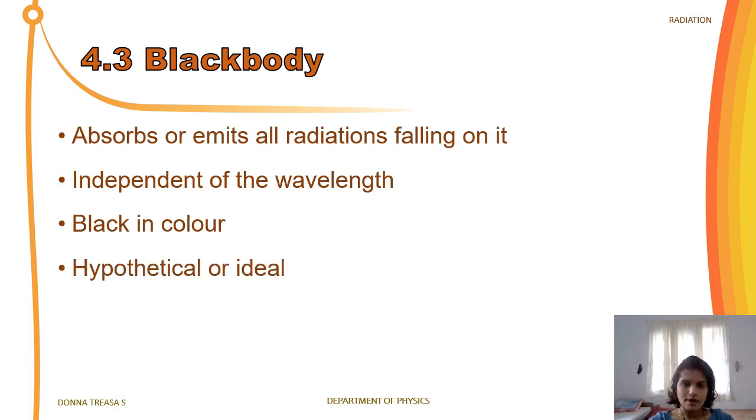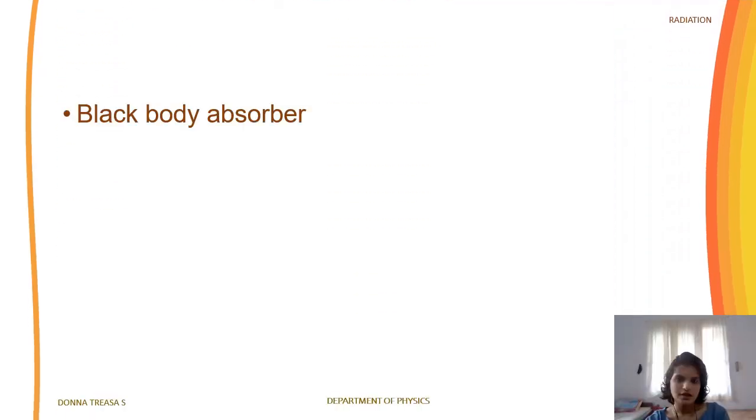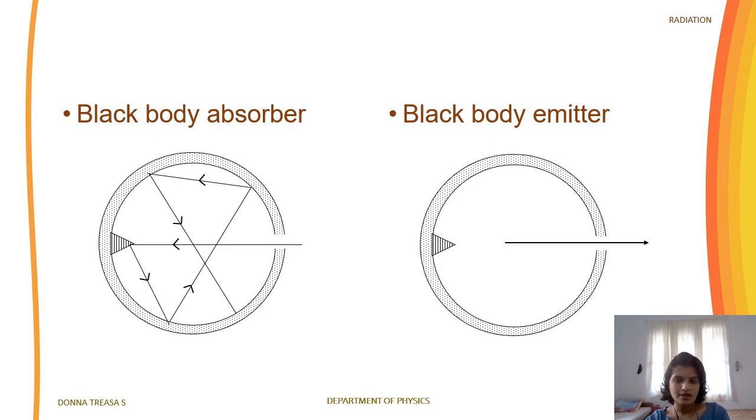The idea of a black body is actually hypothetical or ideal, that is, we cannot find a body which has 100% absorptivity or 100% emissivity. The nearest approximation to a black body so far obtained is lamp black and platinum black. In this slide, I have included the images of a Ferry's black body absorber and a Ferry's black body emitter.